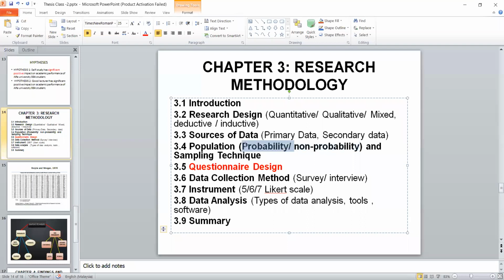So if you know the population, if you know the number of the banks or the number of the manufacturing companies, then it's called probability. And if you don't know the number, then it's called non-probability. So you have to find out the population. Who is the population of your study?